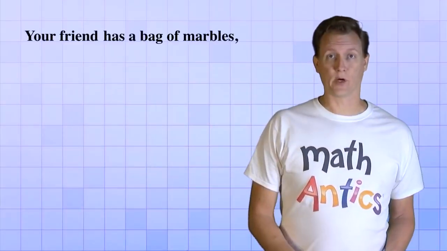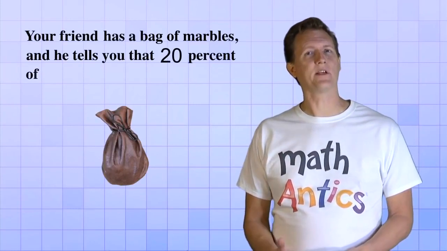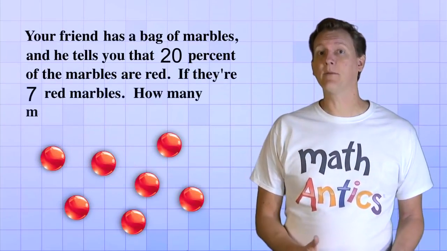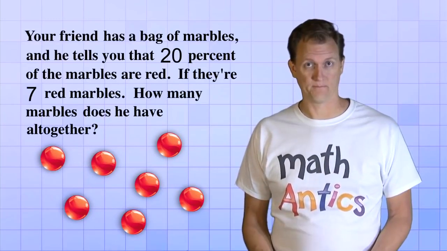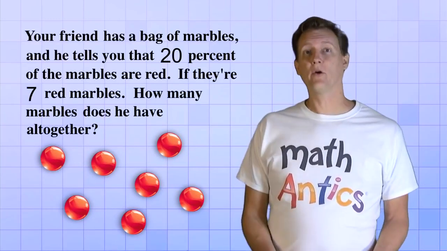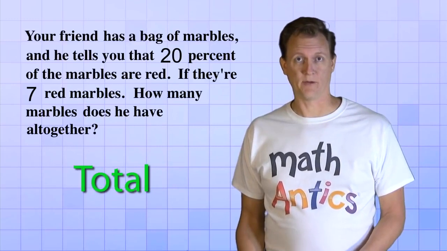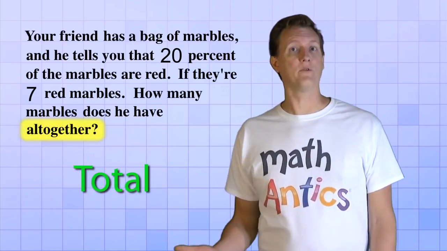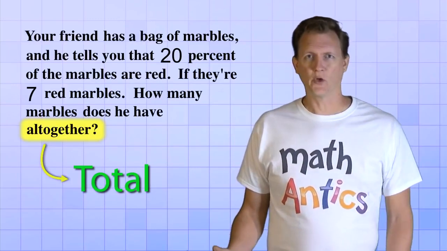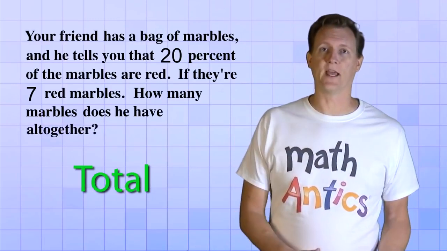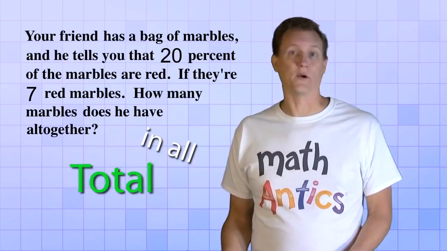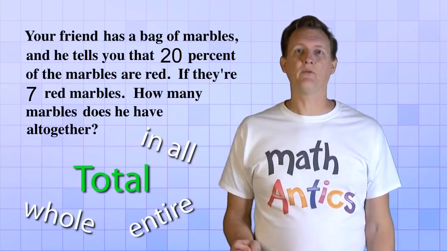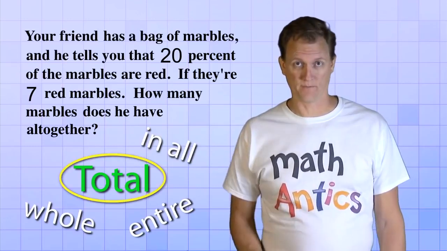Your friend has a bag of marbles, and he tells you that 20% of the marbles are red. If there are 7 red marbles, how many marbles does he have altogether? Okay, so how do you know that it's the total that's missing in this problem? Well, the word altogether is a big clue because it means almost the same thing as total. So if the question has words like altogether, or in all, or total, or whole, or entire, those can help you know that you need to find the total.